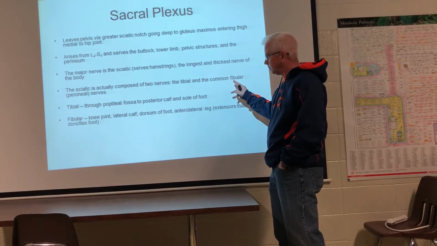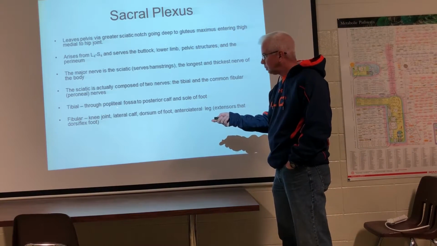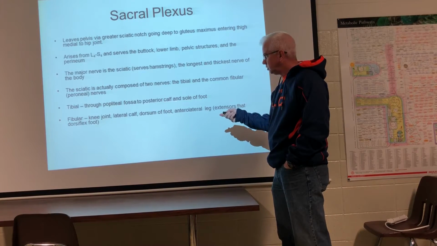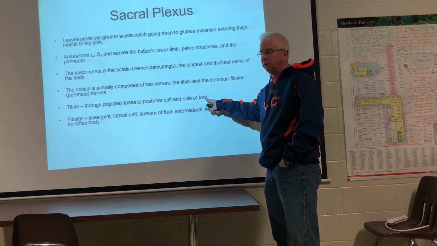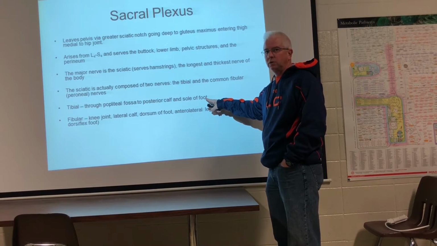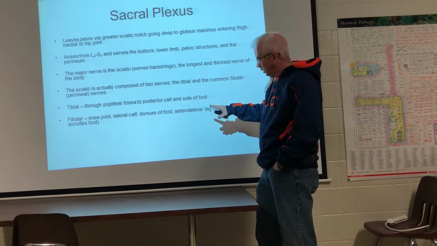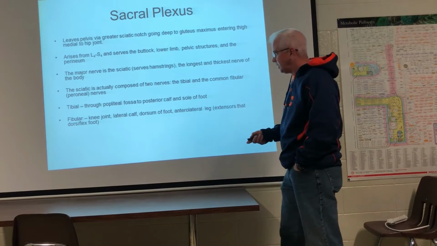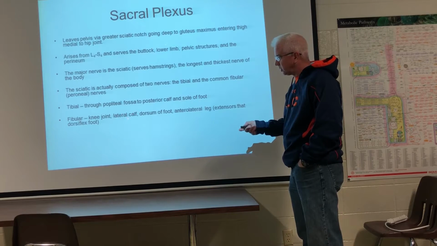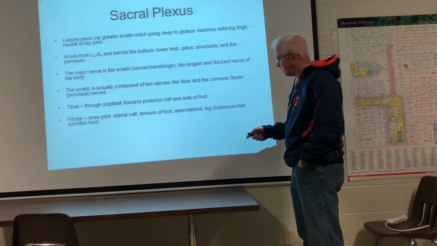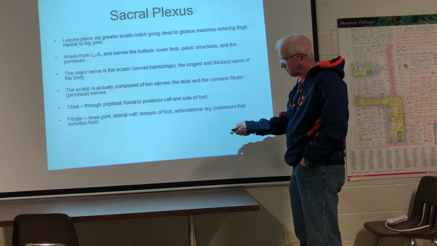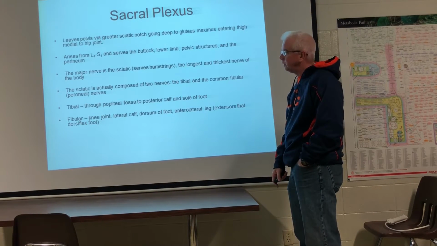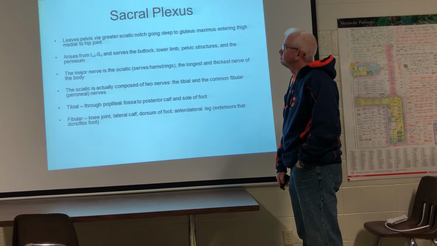Tibial and common fibular. Now the tibial passes through the popliteal fossa to the posterior crus and sole of the foot. So the tibial nerve, you should think of as being the nerve that is going to do plantar flexion. The common fibular at the knee joint then goes to the lateral crus and the dorsum of the foot. So the extensors that dorsiflex the foot. This is the common fibular scenario.